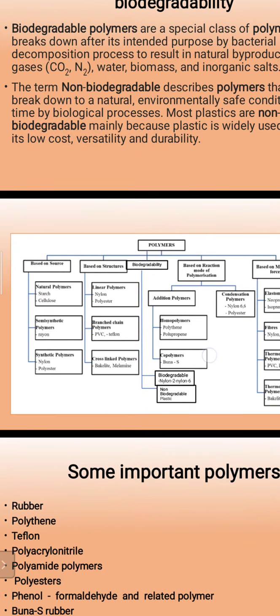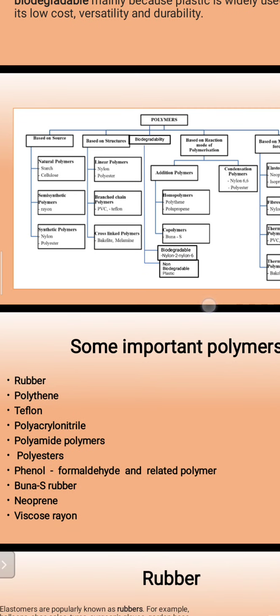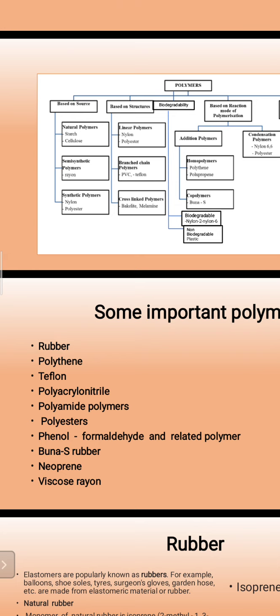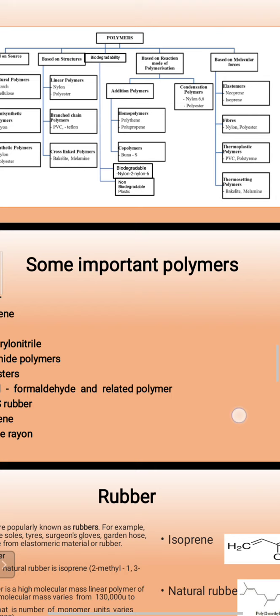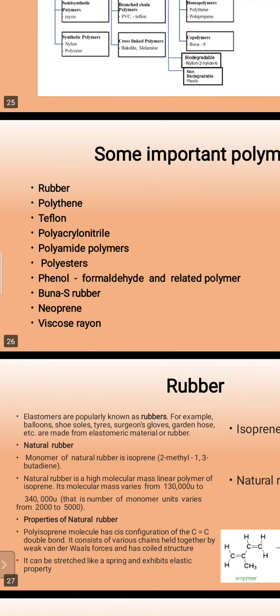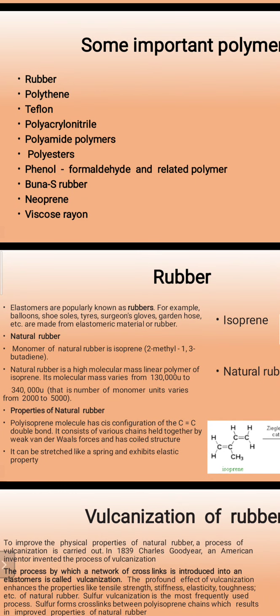This table, this chart, is very important. Later on, we'll discuss some important polymers like rubber, polythene, Teflon, polyacrylonitrile, polyamide polymers, then polyesters, phenol formaldehyde and related polymers, Buna-S rubber, neoprene, and viscose rayon. So these are some important polymers. Later on, we'll see the topic of rubber.